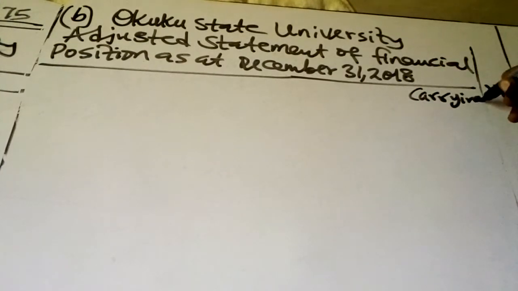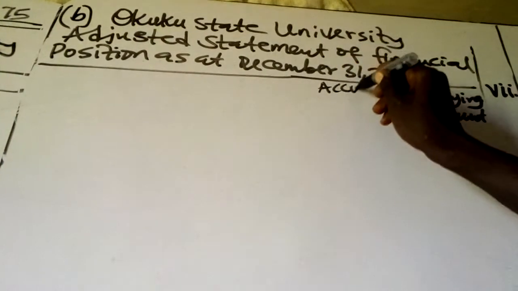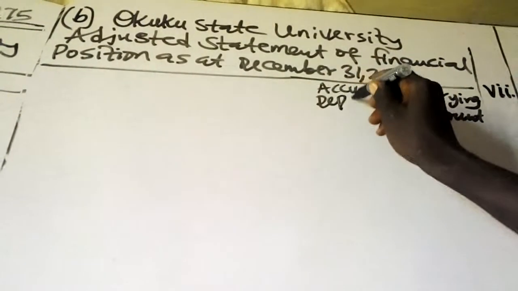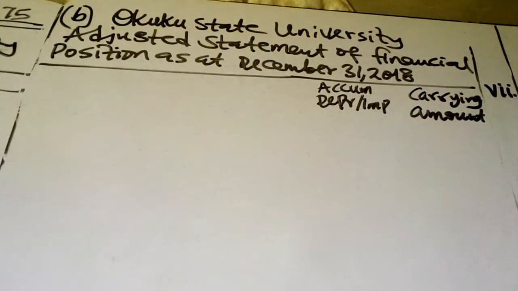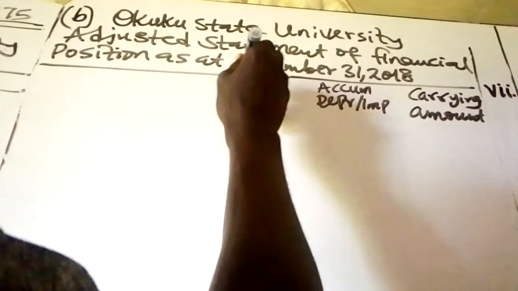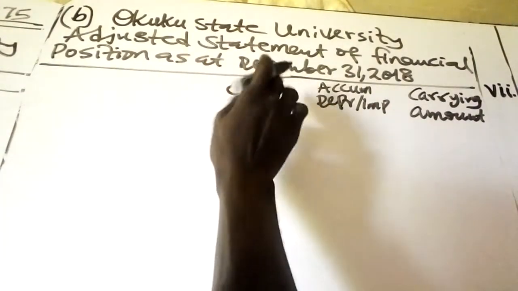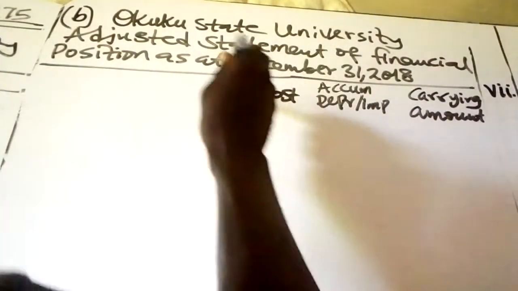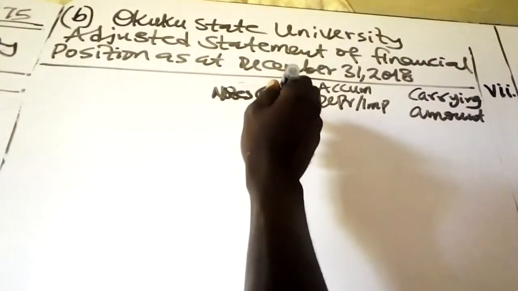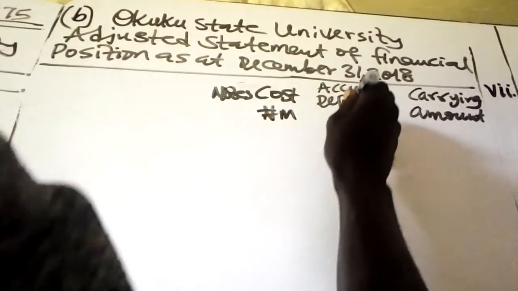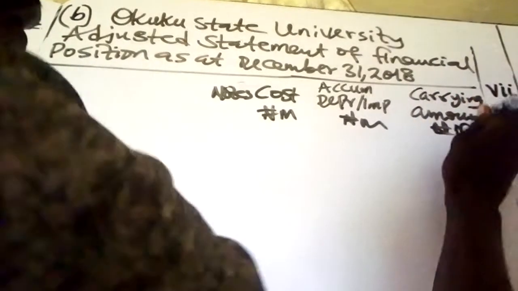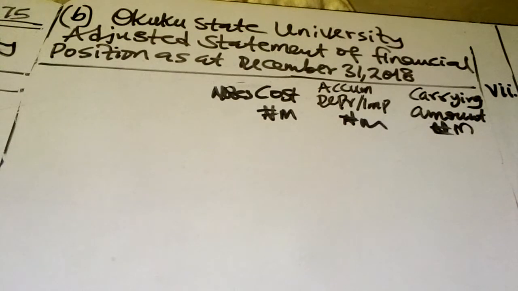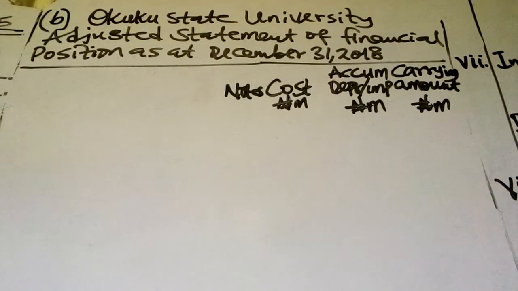Carrying amount. Let me have accumulated depreciation slash impairment loss. Then we have cost. Let me include notes. Then all amounts in million. Then let's have our non-current assets.